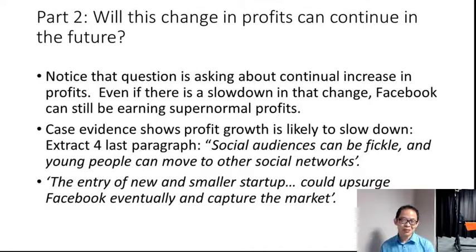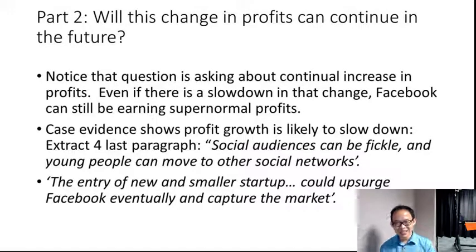So part 2. Given that it has changed from subnormal to supernormal, can you predict whether this change in profits can continue in the future? So the first thing to take note of is that this question is asking for a continued increase. So even if there's a slowdown, Facebook can still be earning supernormal profit. It's just increasing at a slower rate.